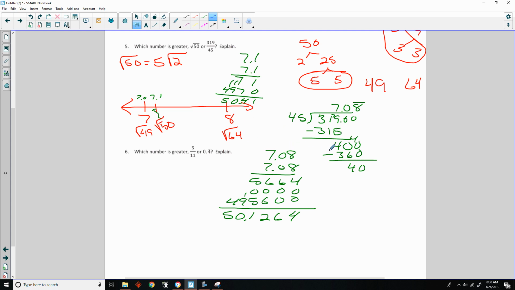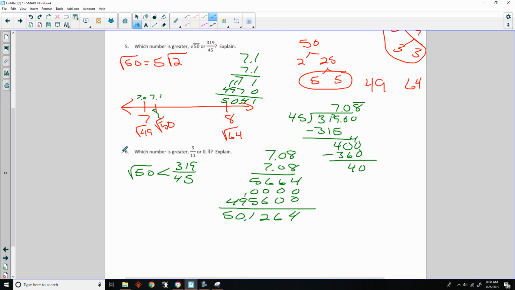and the square root of 50 is less than 50.1. So therefore, the square root of 50 is less than 319 over 45.